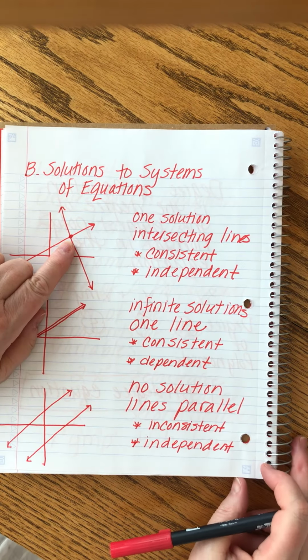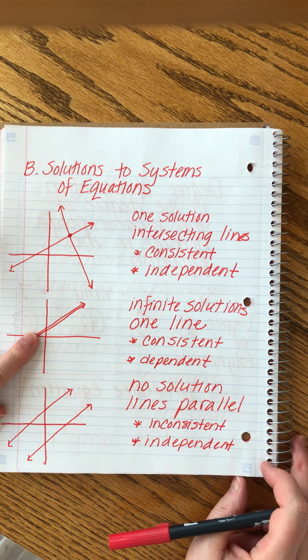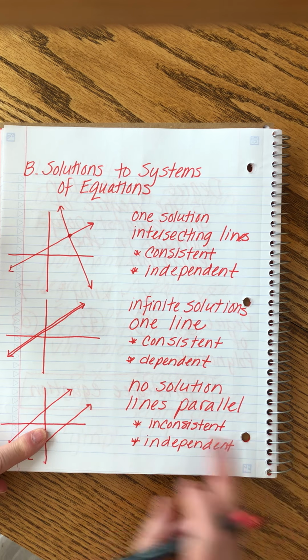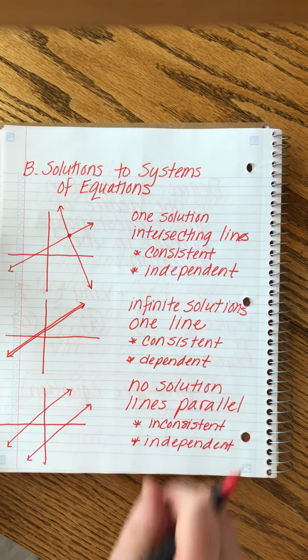Okay? Now this makes a little more sense. There's one shared solution. There's infinite shared solutions. There's no shared solutions. That's why we describe them that way.